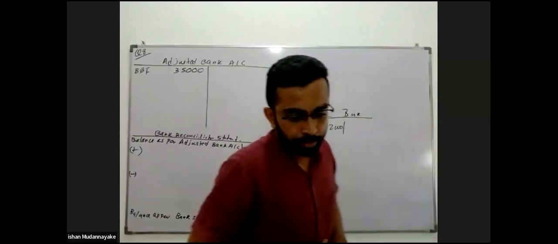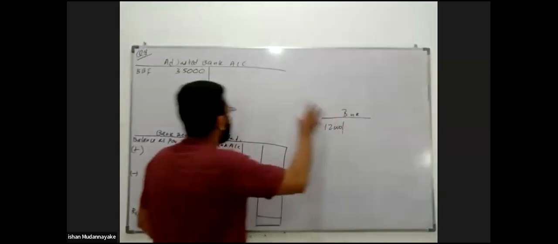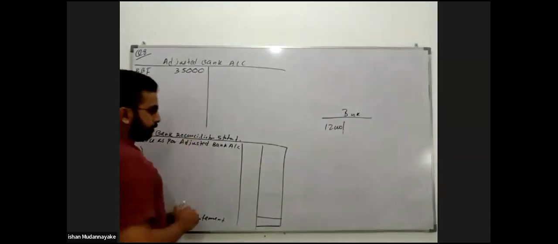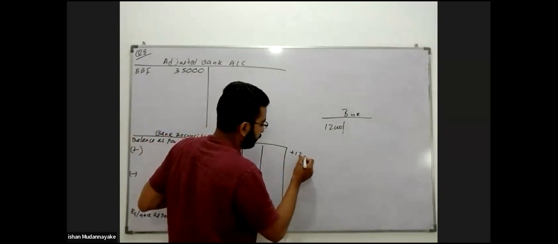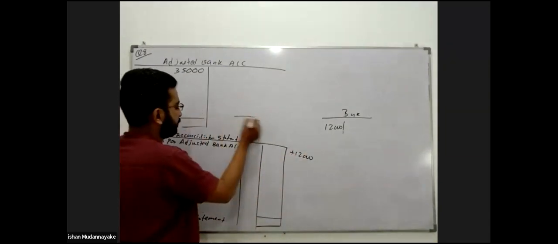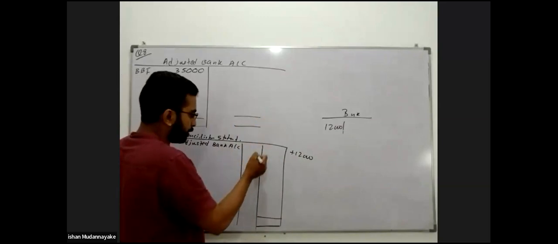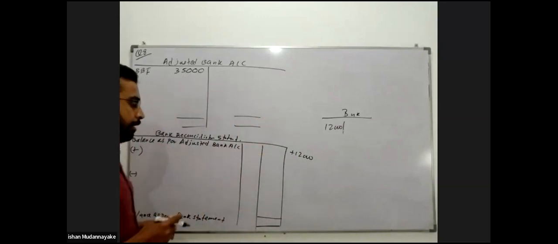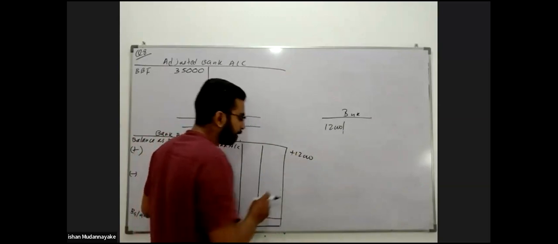Come here, this 12,000 check you have added to the bank account. You have added to bank balance. Adjusted bank account balance you need to transfer to reconciliation. Then this 12,000 check you have added, but still the bank has not added.